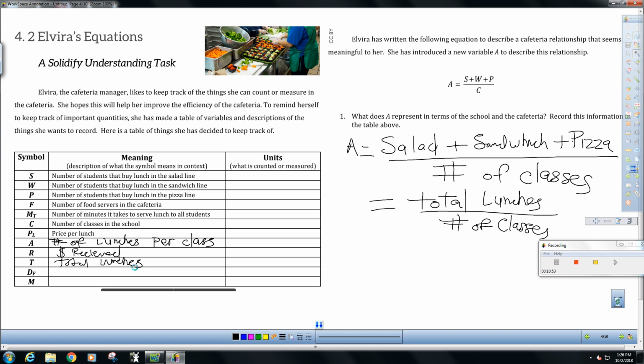Okay? All right, what are our units for R? How do we measure how much money we received? Dollar bills, y'all. How do we measure T, which is total lunches? Units, or lunches, right? Can you buy half of a lunch? I don't think you can. All right.